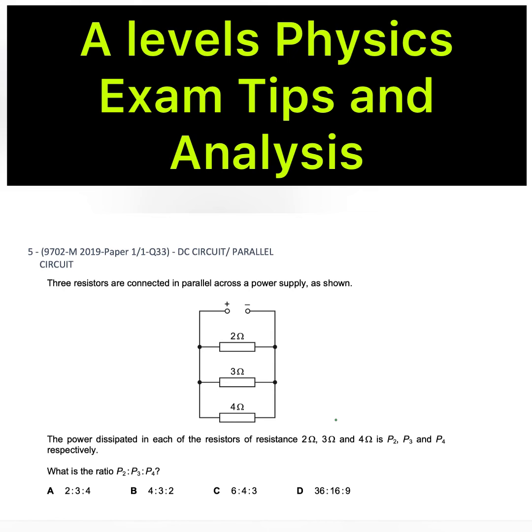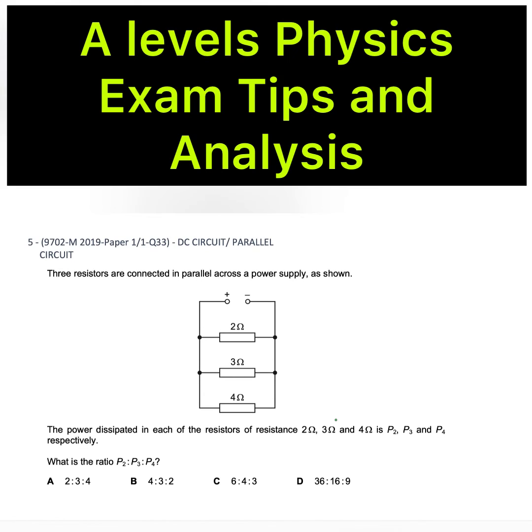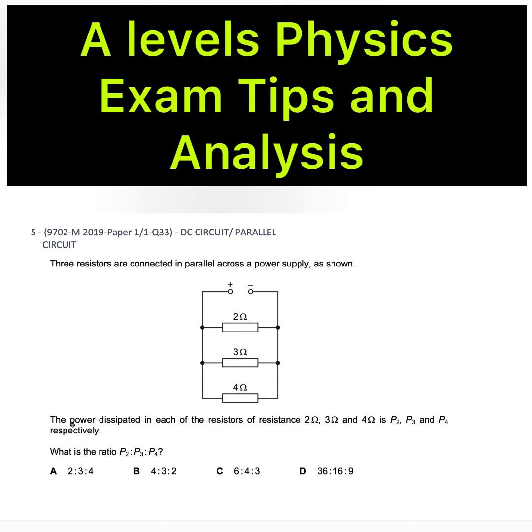Okay, now we go to question number 5. This is a DC circuit related to a parallel circuit. There are 3 resistors connected in parallel to the power supply. The power dissipated in each of them is P2, P3, and P4 respectively. What is the ratio of this?